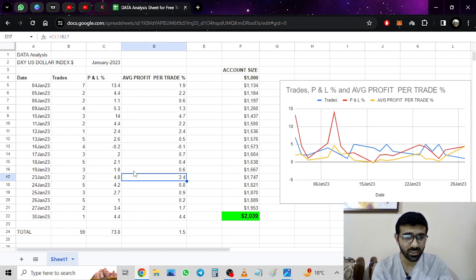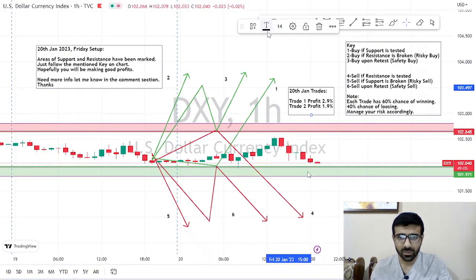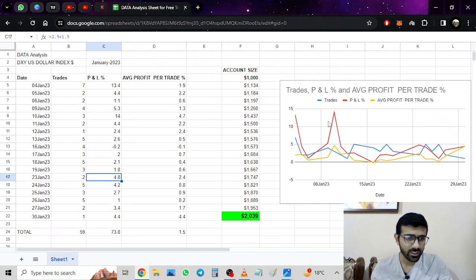Okay, I hope you are understanding the concept, because it is very important that the data is speaking for itself and everything is in front of you guys. These are all screenshots from my January 2023 DXY videos, which is the US dollar index. You guys can see it for yourself. Okay, so on 23rd January, we made up to 4.8% profit in two trades. Okay, 2.9, 1.9.